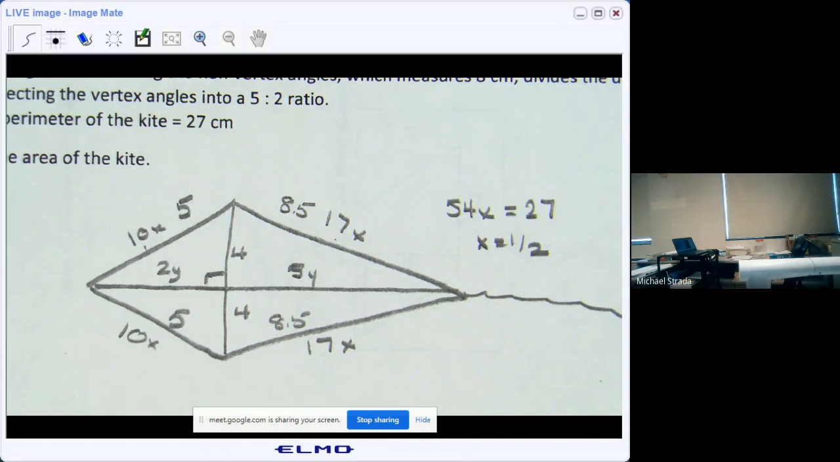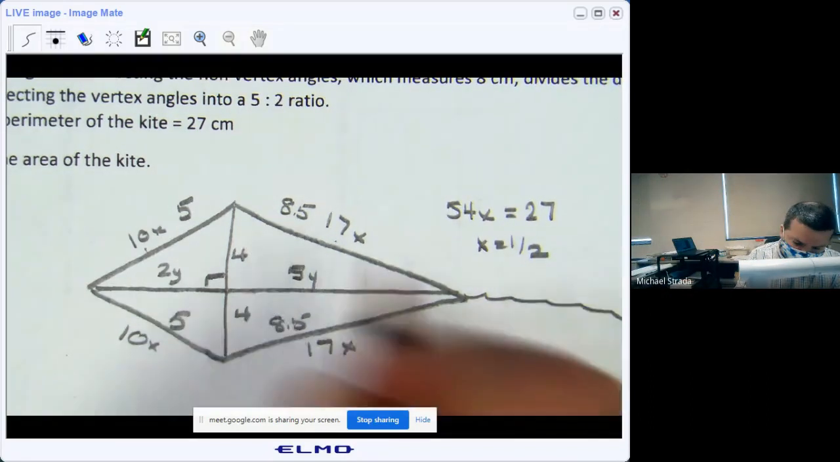Okay, so we've got 4, 4, 5, 5, and 8.5, 8.5. We've got right triangles, so what's the leg with 4 and 5 that are now in the right spot? What does that make that? 3. Make sense? So 2y is equal to 3, so y is 1.5. Everybody okay with that?